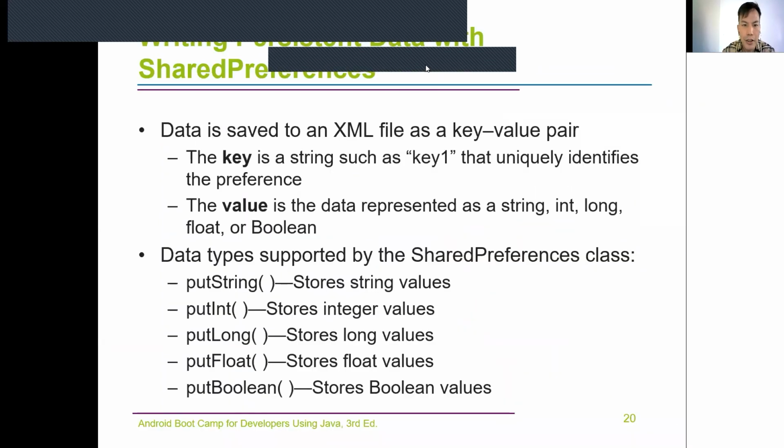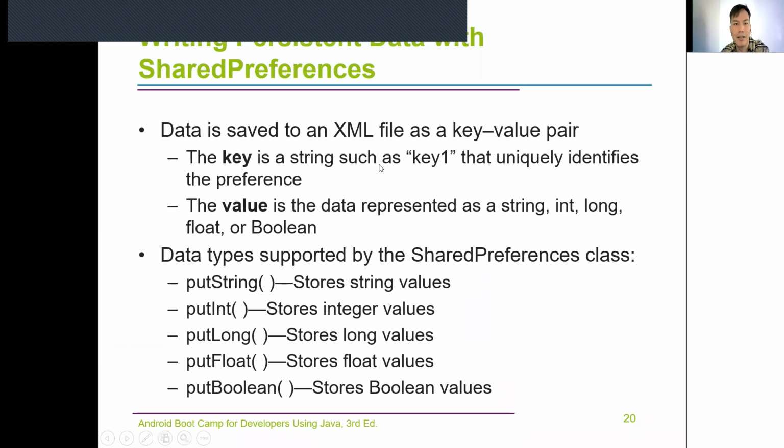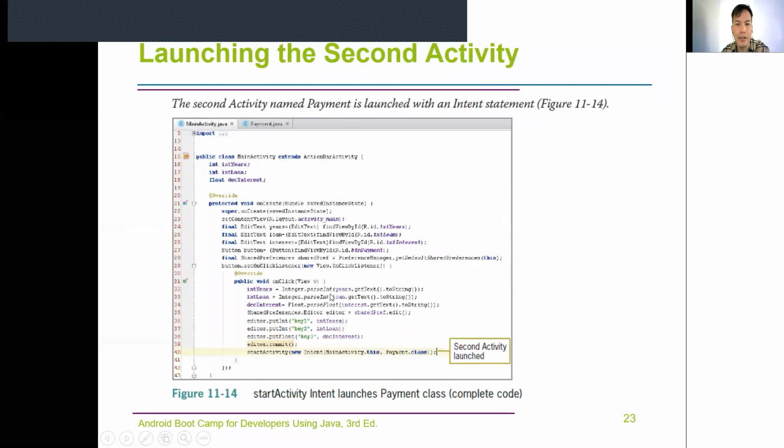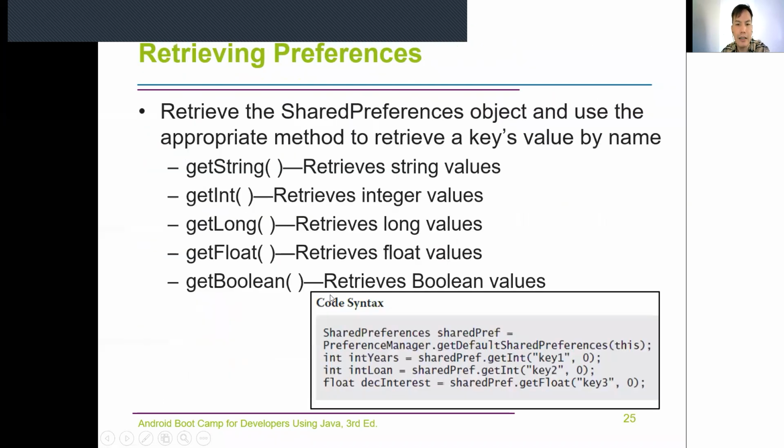Next. So here is the put string. As I said, the data is saved in the file as key-value pairs based on the presentation. It is either string, int, long, float, or boolean. These are actually the primitive data types. And these are actually the shared preference classes. Put, okay. I already discussed that. Okay. I already did that.